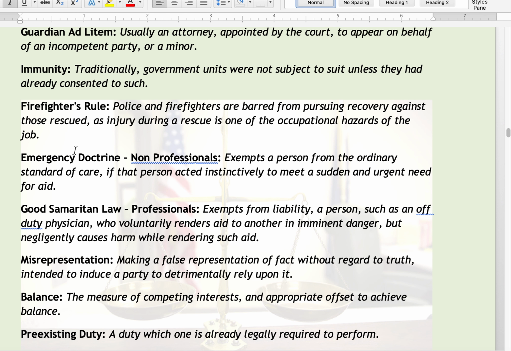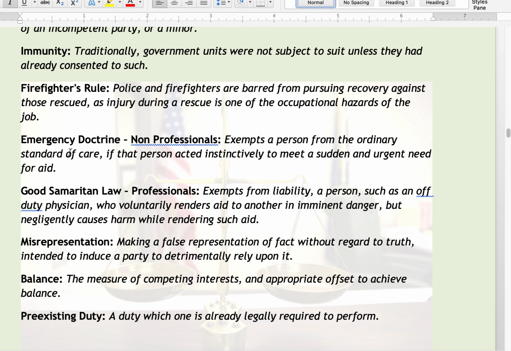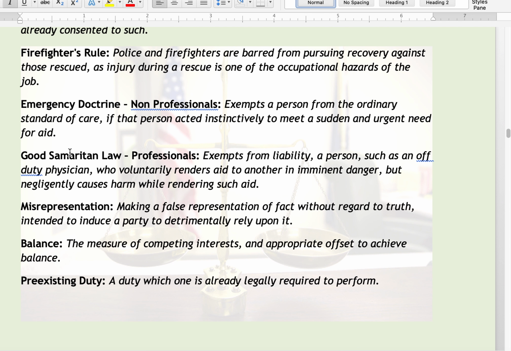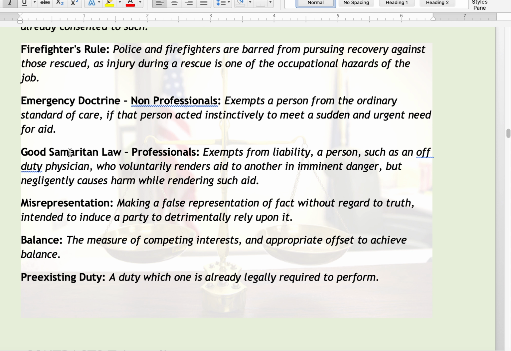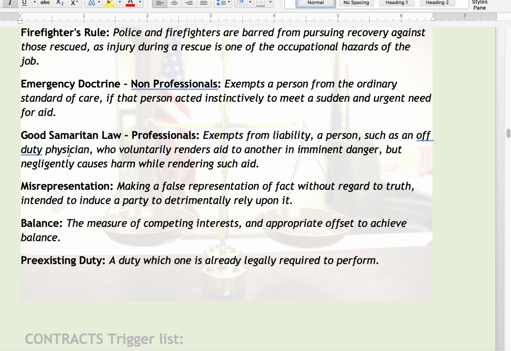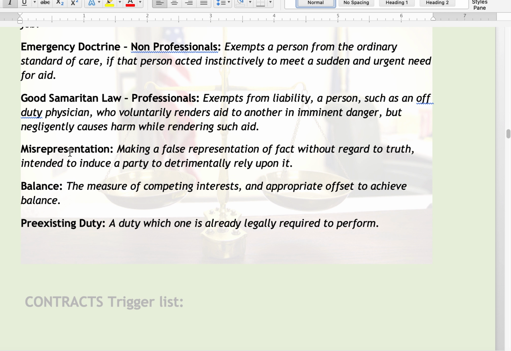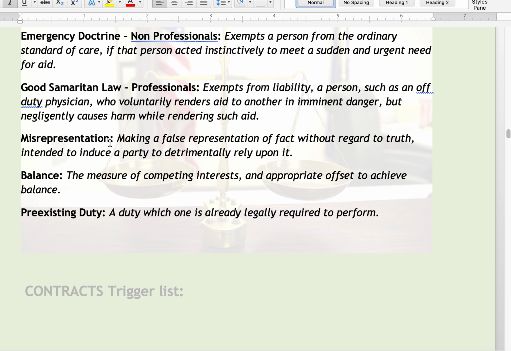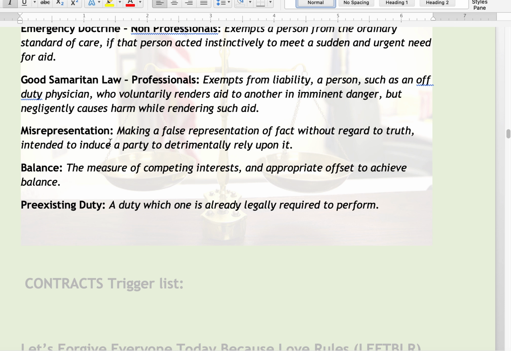Immunity. Traditionally, government units were not subject to suit unless they had already consented to such. Firefighter's rule. Police and firefighters are barred from pursuing recovery against those rescued for injury during a rescue or occupational hazard of the job. Emergency doctrine. Non-professionals: exempts a person from the ordinary standard of care if the person acted instinctively to meet a sudden and urgent need for aid.